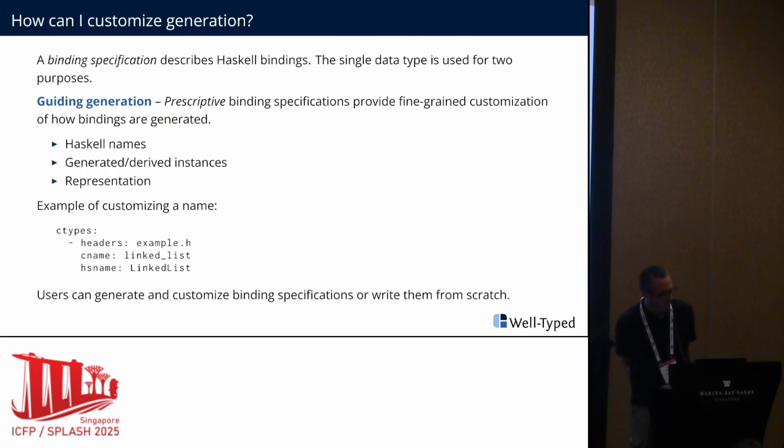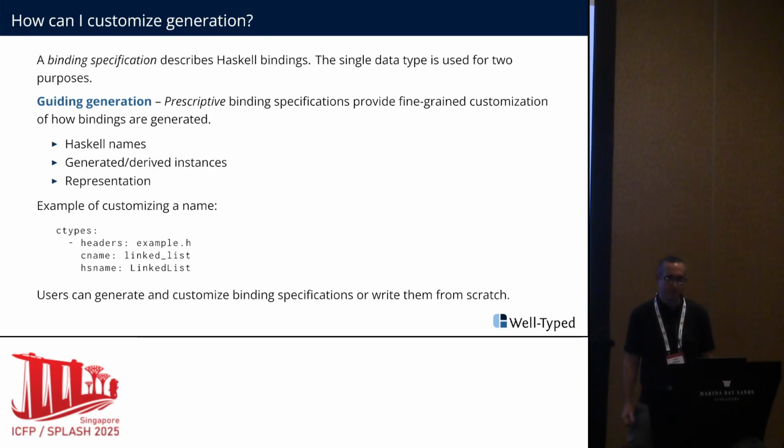But there's many cases where you want to customize generation. So we have a data type called a binding specification that describes your Haskell bindings. And this single data type is used for 2 purposes, one of which is this guiding generation. So we call prescriptive binding specifications. They provide a way to provide fine-grained customization of how bindings are generated. So for example, you could use these to customize which Haskell names are used, which instances are derived, which are generated, as well as what the representation of different types is.